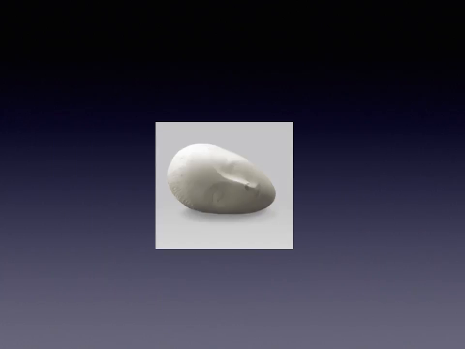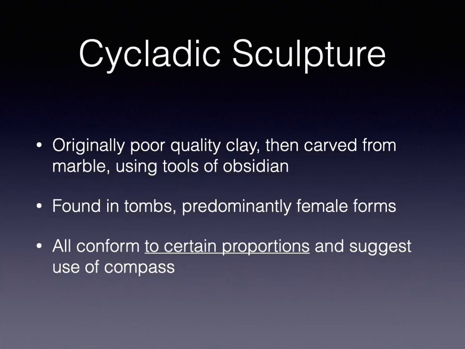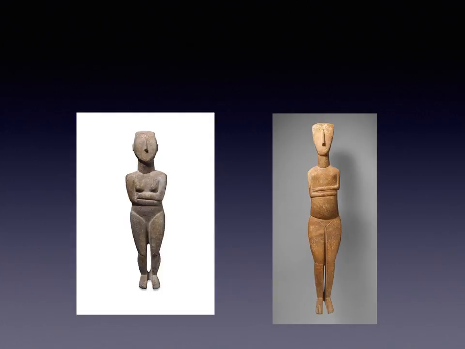This is one of Brancusi's. He made several sleeping muses, mid-20th century. An interesting comparison to the Cycladic head. Again, sculpture started off with poor quality clay. We find these predominantly female forms in tombs. And again, there's this idea of proportion suggesting perhaps the use of a compass in their composition. Other examples of Cycladic sculpture from this period.